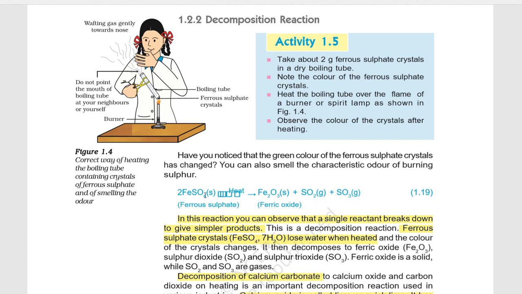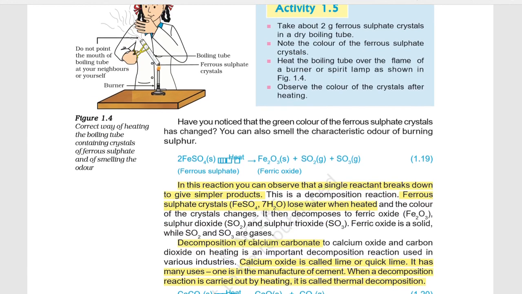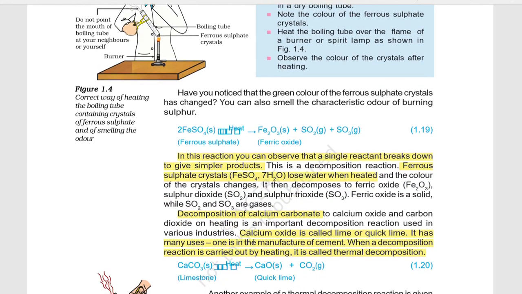See the example, ferrous sulfate when heated breaks down to ferric oxide, sulfur dioxide and sulfur trioxide. Commonly we'll get ferrous sulfate crystals in the market. These crystals are along with water molecules. So when heated, first of all they lose water and then ferric oxide, sulfur dioxide and sulfur trioxide are also formed.